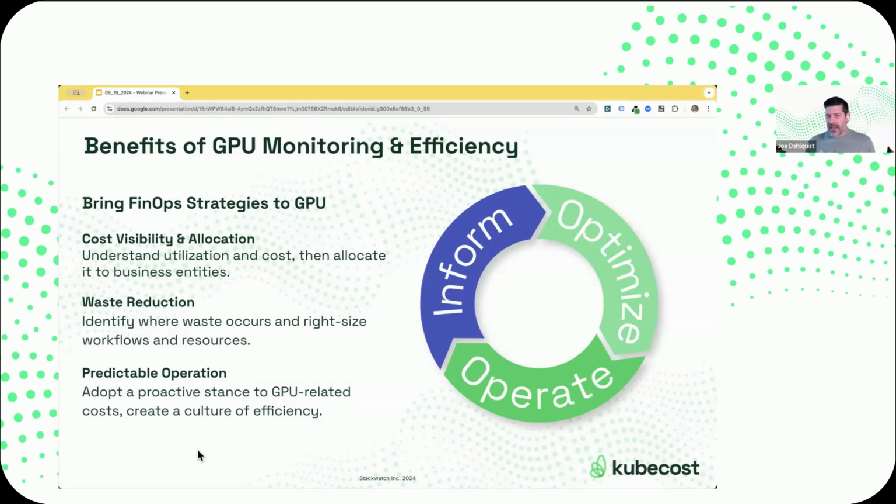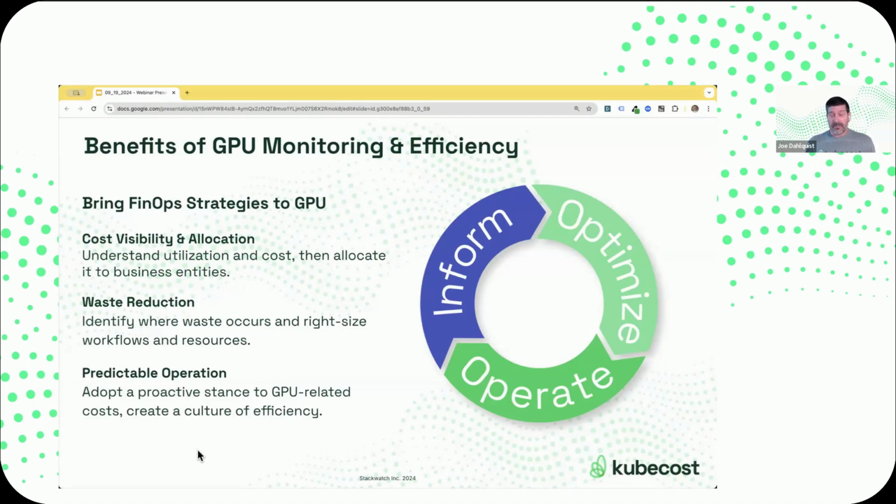Imagine being able to say, as you were just talking about, team A used this much, team B used that much. This product is X% efficient when it comes to GPU utilization versus this other, and then being able to make informed decisions based on data-driven facts. That is the utopian ideal that we're heading towards with these kinds of features.